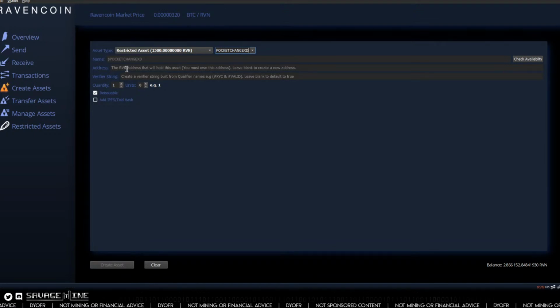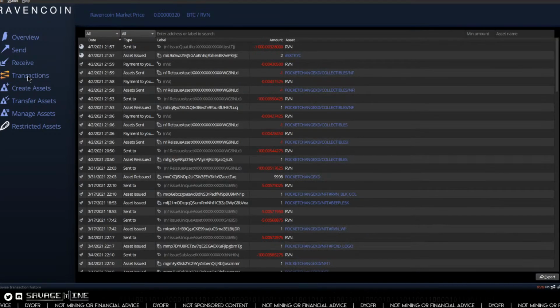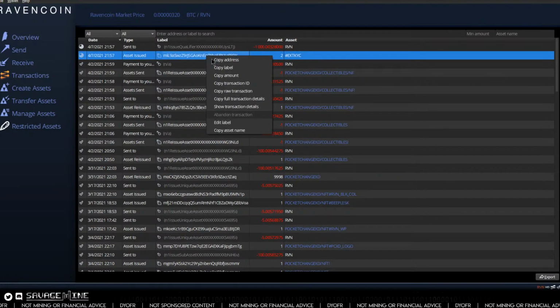And then what we need right here is the... I believe that right here is where we're going to need the tag address. The one that holds, I think that's the way this works. So I think what we'll have to do, let me go back over here to transactions. I think we need this address right here.